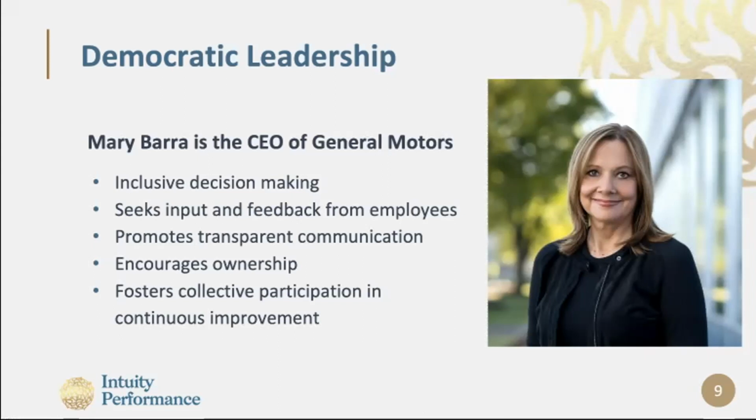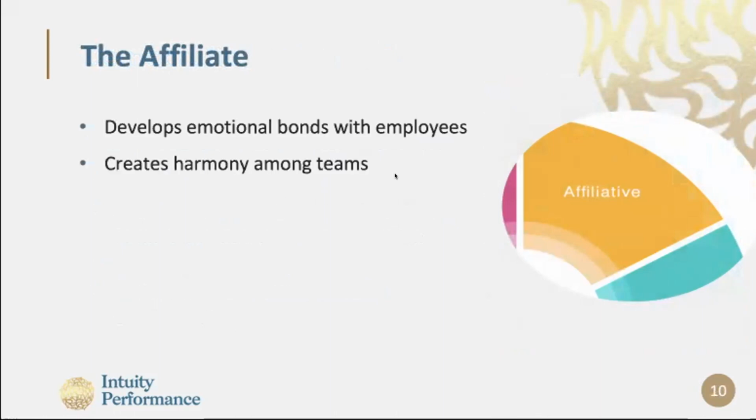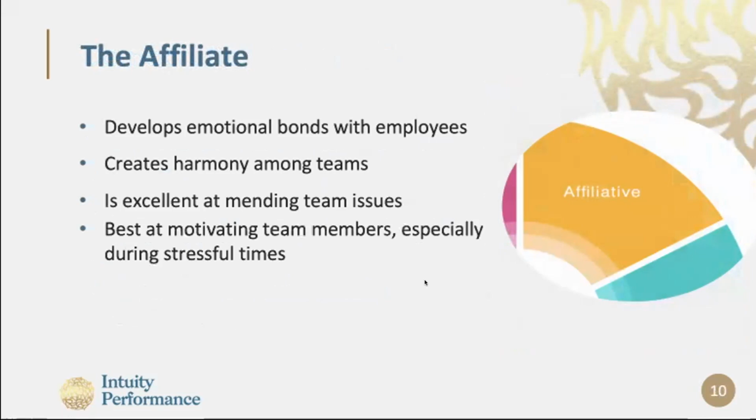And I will talk about the affiliate leader. So the affiliate leader develops emotional bonds with employees. They create harmony among teams, are excellent at mending team issues, and are best at motivating team members, especially during stressful times. So I wanted to take a minute to have a little group chat on affiliate leadership.